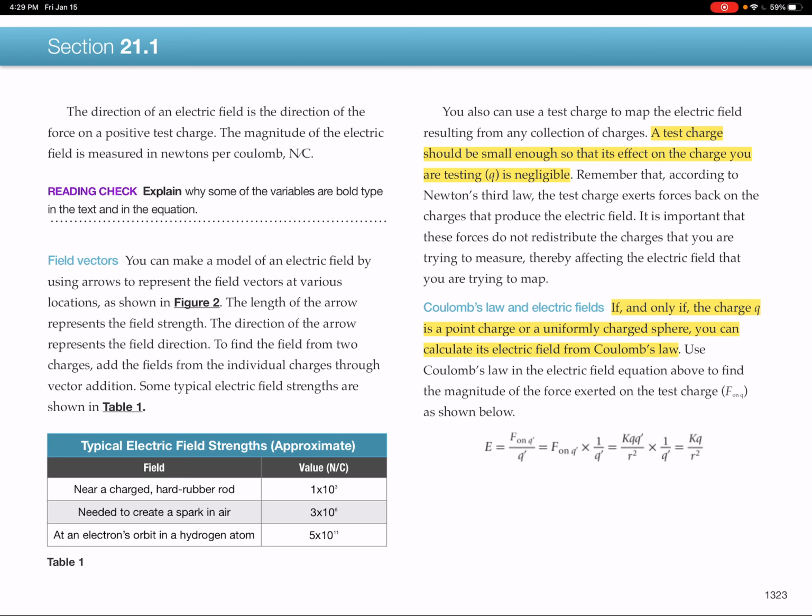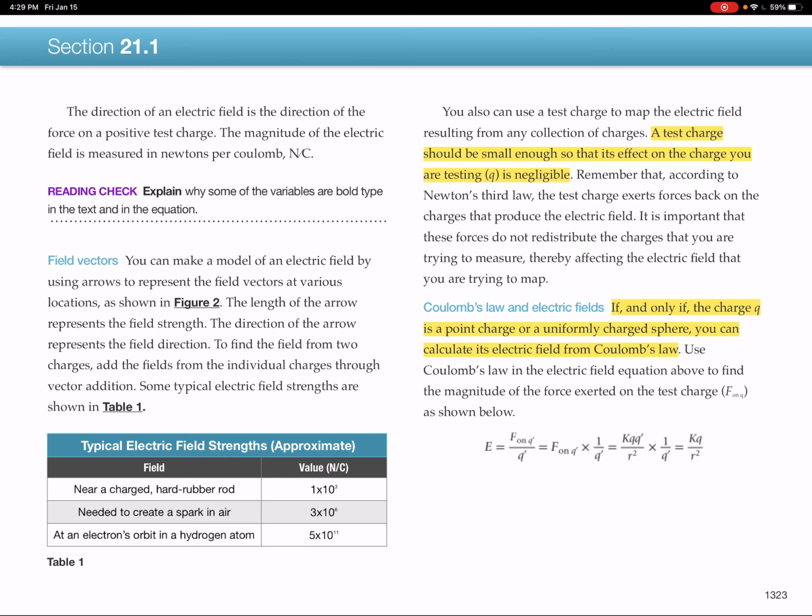Now, make sure if you're going to do these measurements, the test charge needs to be very small. We want to make sure that it does not affect the distribution of the other charges. We want to make sure its effect on the main charge is negligible. You can measure the strength of an electric field.